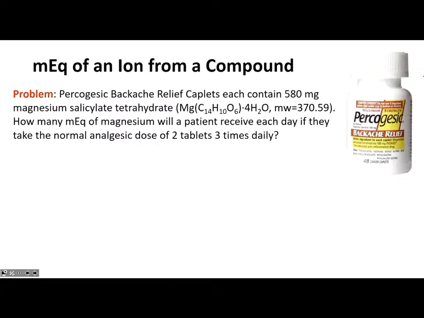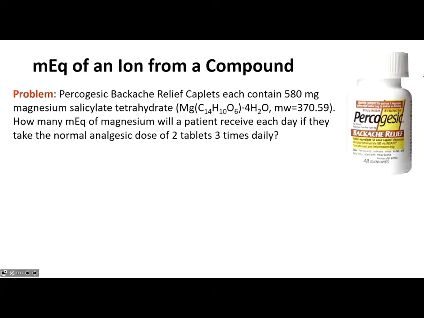A lot of the chemicals we use come in that form. And I can't even tell you why sometimes, but a lot of times the actual active ingredient you use comes in a hydrated form. It's probably from a stability standpoint. Anyways, we can deal with it. It's also got this big old molecular weight. That's fine. The question asks, how many milliequivalents of magnesium will the patient receive each day if they take the normal analgesic dose of 2 tablets 3 times a day?